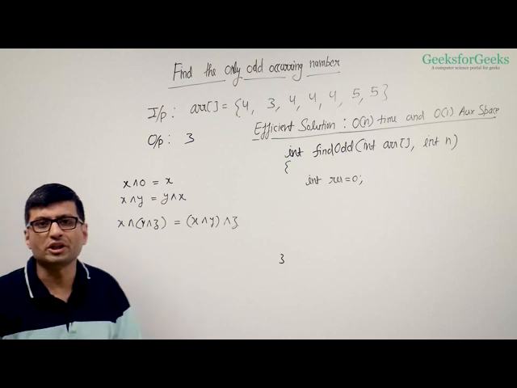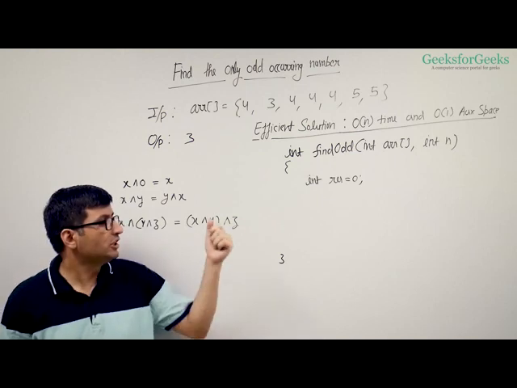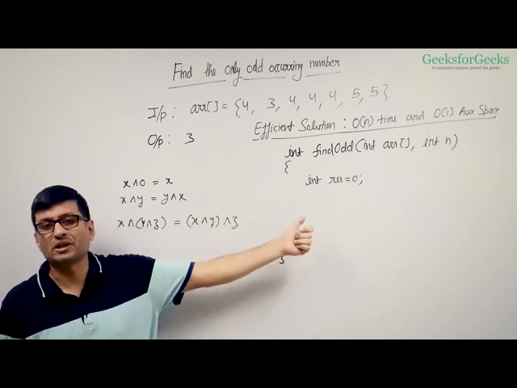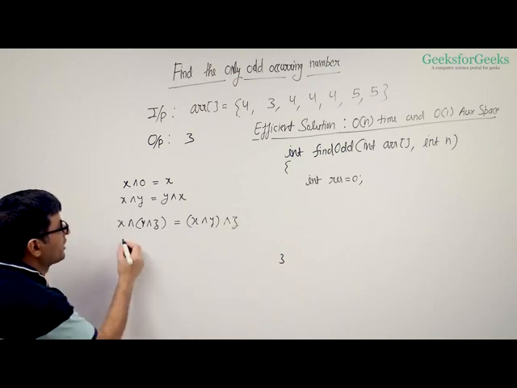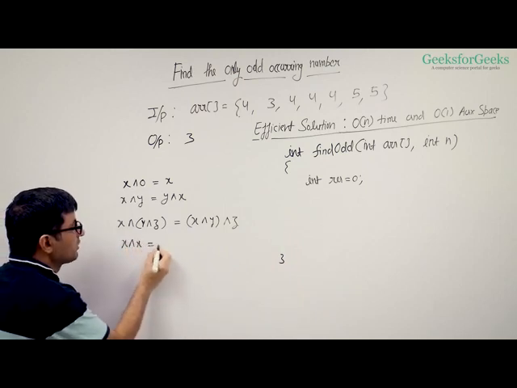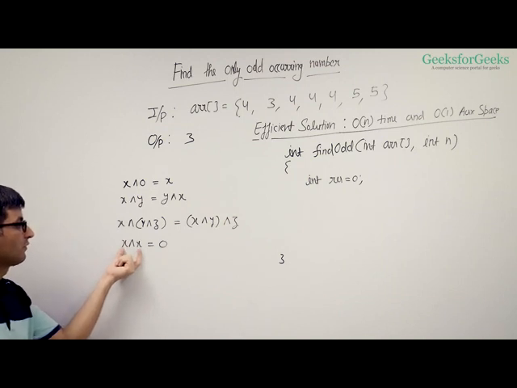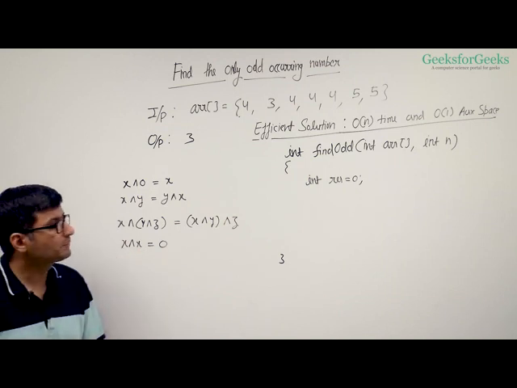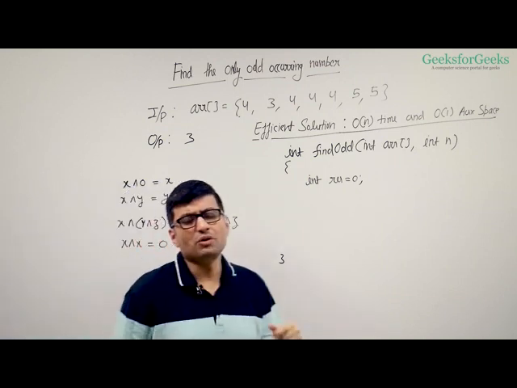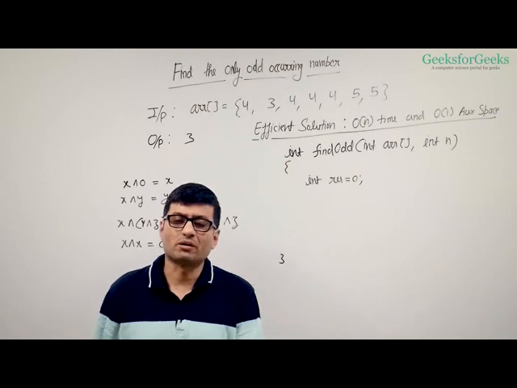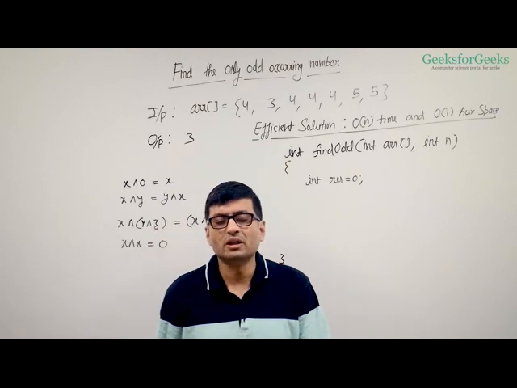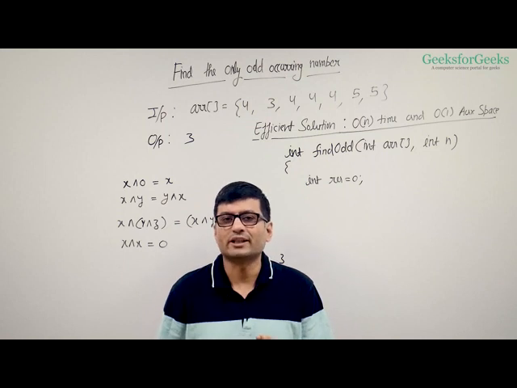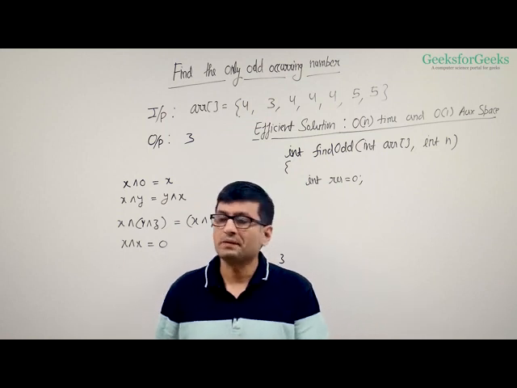So we use these properties to find the odd appearing number. One more interesting property is that XOR of two same numbers is 0. So if you do XOR of x with itself, you will get 0. Now we use these properties to find the odd appearing number. And how do we use it? We simply do XOR of all numbers.